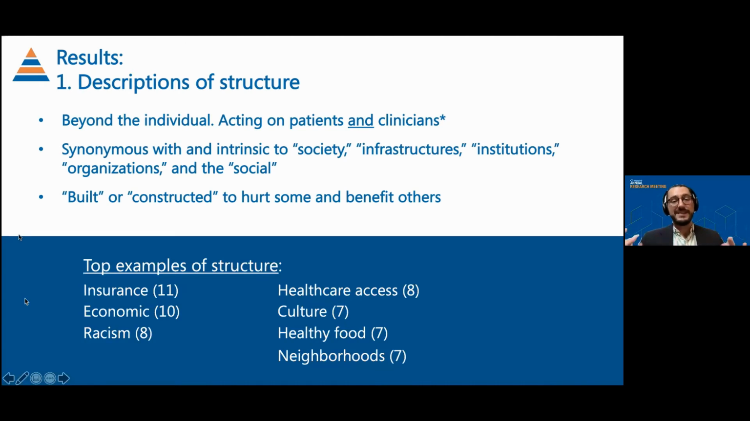As well as a long list of examples of structure that were listed, I'm just going to talk about the top examples: insurance, economic structures, racism, healthcare access, culture itself was listed as a structure, as well as things like healthy food and neighborhoods.